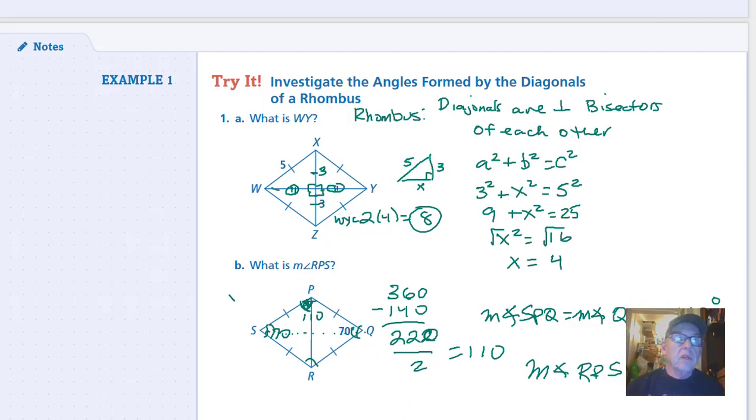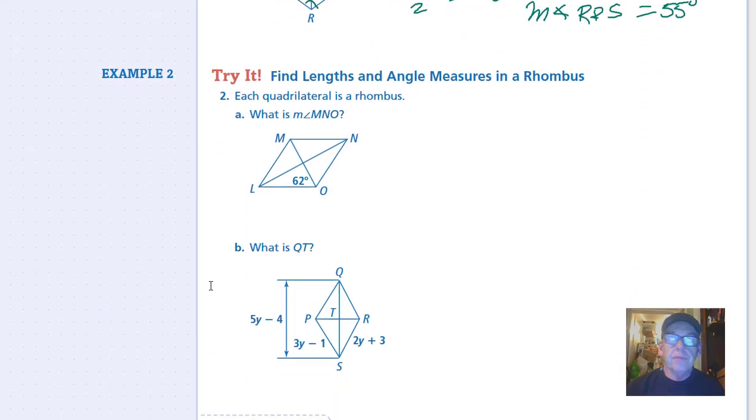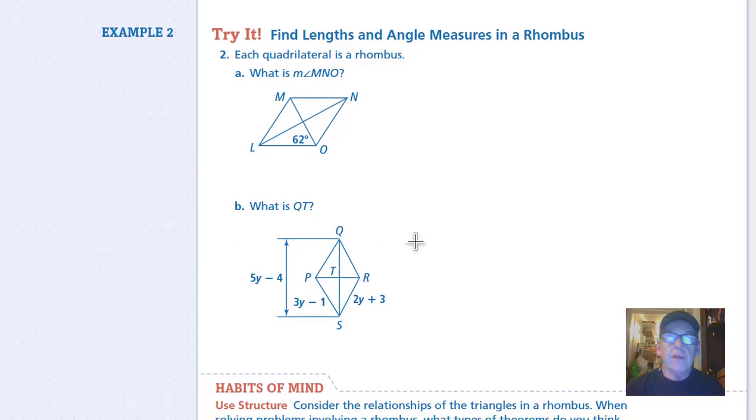Okay, let's look at example 2. I want to find the lengths and the measures. They tell us that each one of these is a rhombus, so we want to know the angle MNO. So let's look. Now, this diagonal bisects this angle here. So if this is 62, this has to be 62. And each one of these has to be 62.